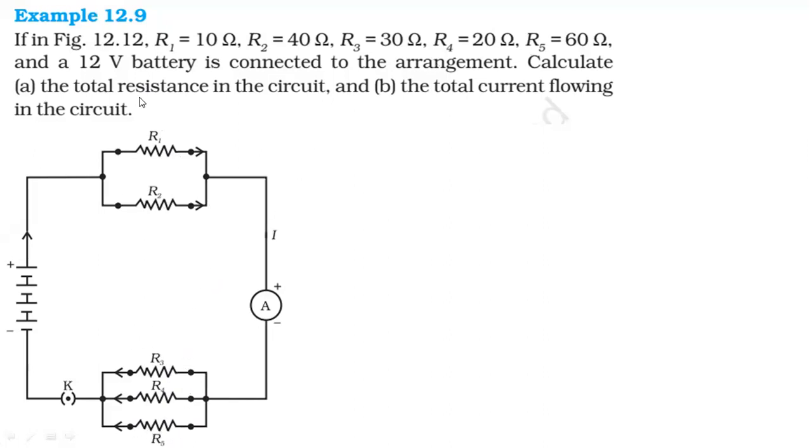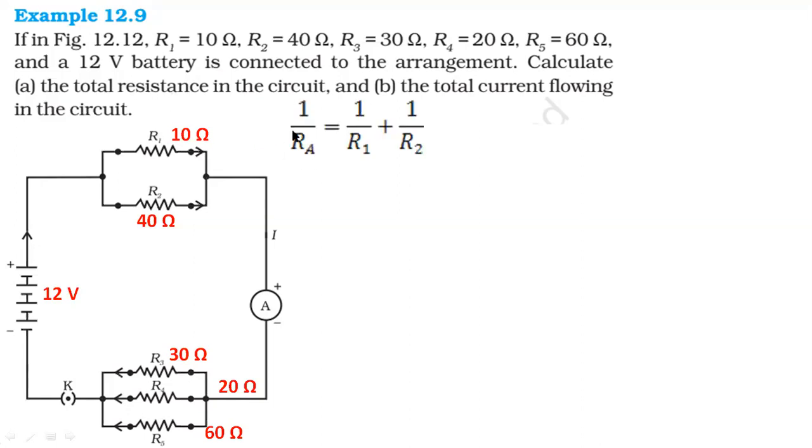So they are asking for total resistance. First, I have to find the combination of R1 and R2. Then I have to find combination of R3, R4 and R5. Then I have to combine them. Okay? So first we will calculate for R1 and R2. Let me put all the values. These are the values given in question. 10 ohm, 40 ohm. So I have put those values. Okay? Everywhere. First, we have to calculate total resistance.